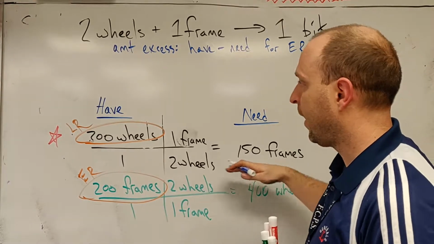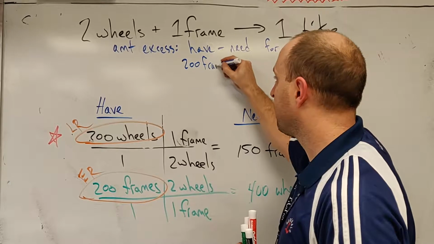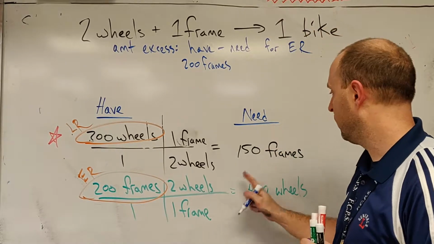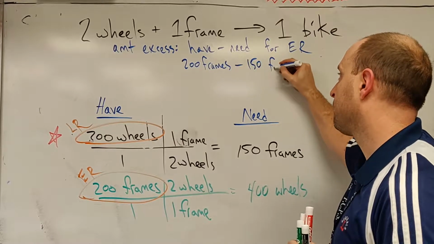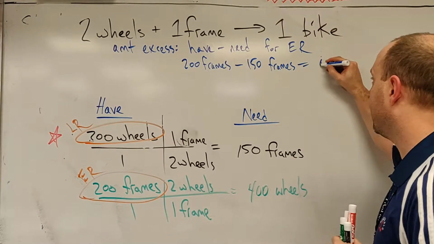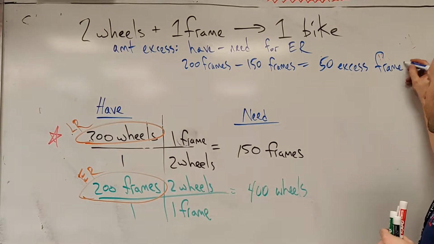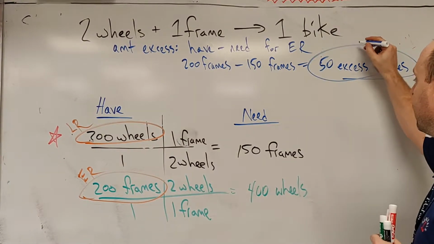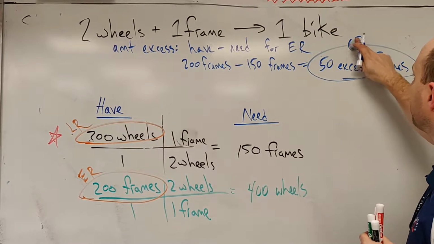To get an amount excess, it's just what you have minus what you need for the excess. And in this case, I have 200 frames, and I need 150 frames. And that means that I have 50 excess frames. All right? And that is one of our parts to deal with. Oops, that was part B.